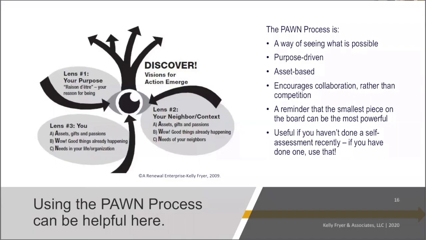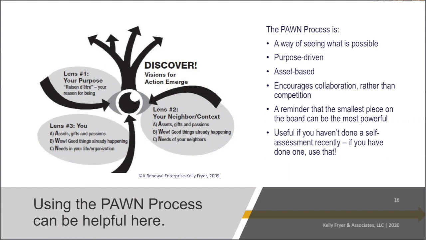There are a lot of different ways to look at yourself. This is a tool that my team and I developed over a decade ago that we use to help organizations see what's possible. We call it a PAWN process. It stands for purpose, assets, wows, and needs. And as a part of the PAWN process, you're looking at, first of all, your purpose, your mission. You're looking at your neighbor, your context, your potential partner, and you're looking at yourself.